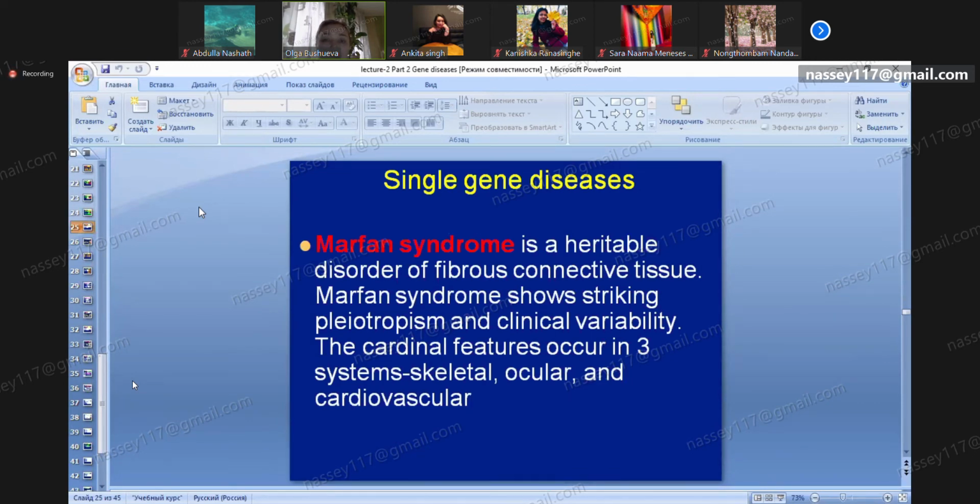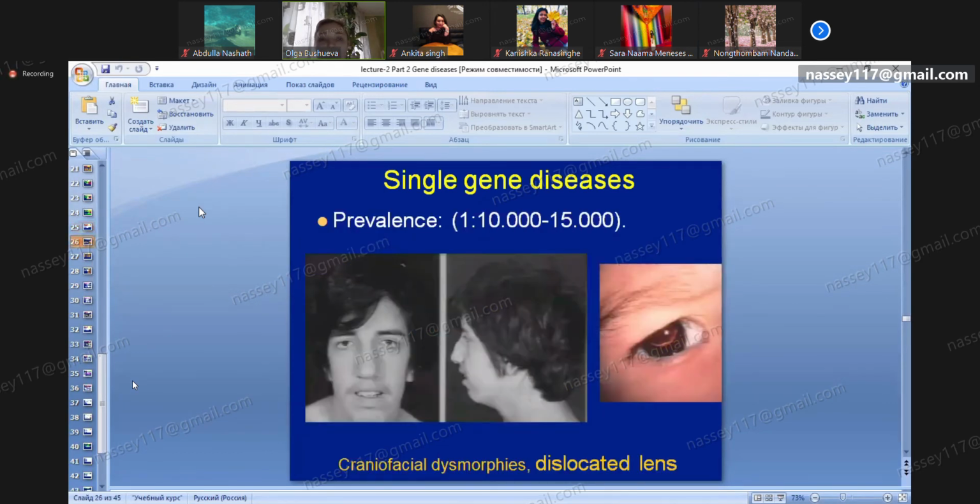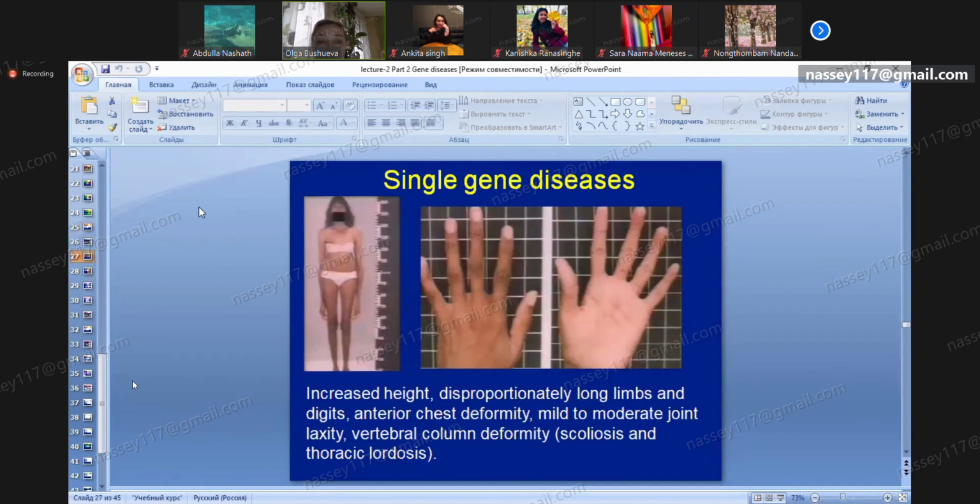Marfan syndrome is an inheritable disorder of fibrous connective tissue. Marfan syndrome shows striking pleiotropism and clinical variability. The cardinal features occur in 3 systems: skeletal, ocular, and cardiovascular. Prevalence of this syndrome is 1 in 10,000 to 15,000. And this syndrome is associated with craniofacial dysmorphias and dislocated lens.